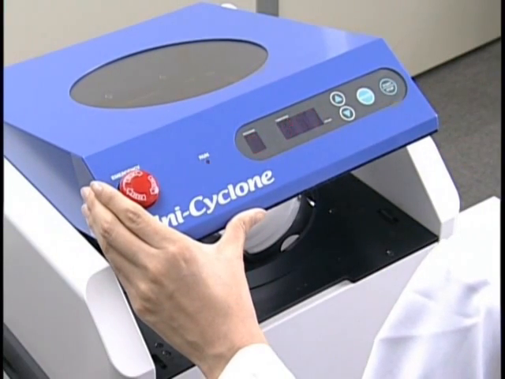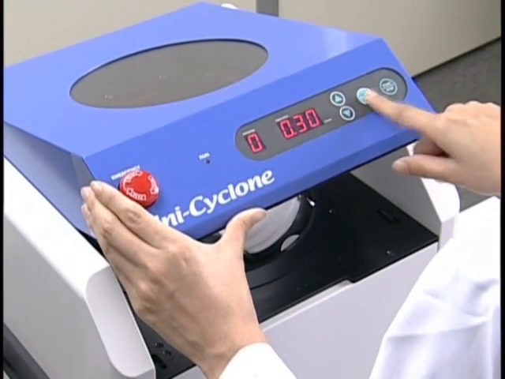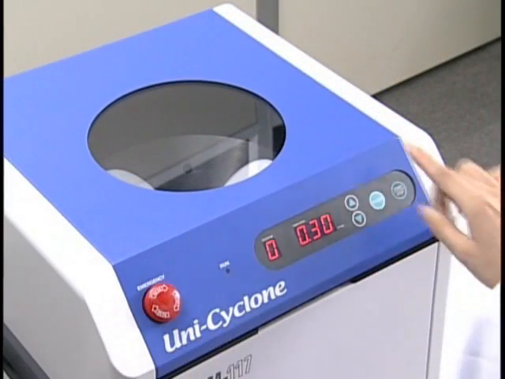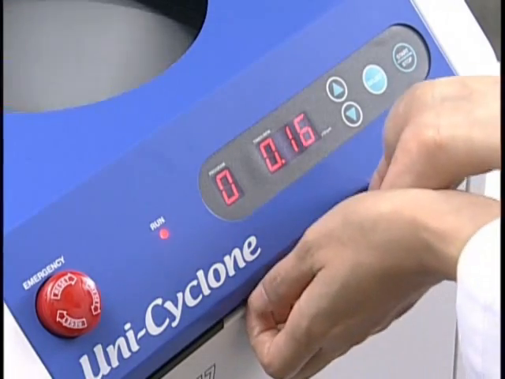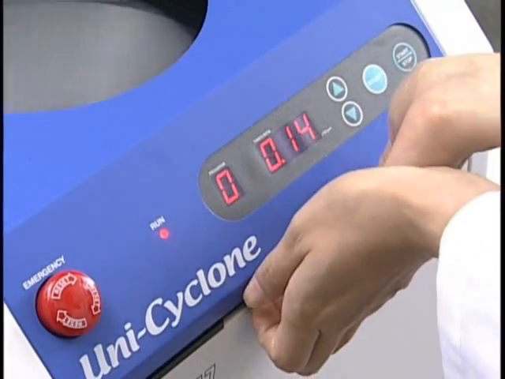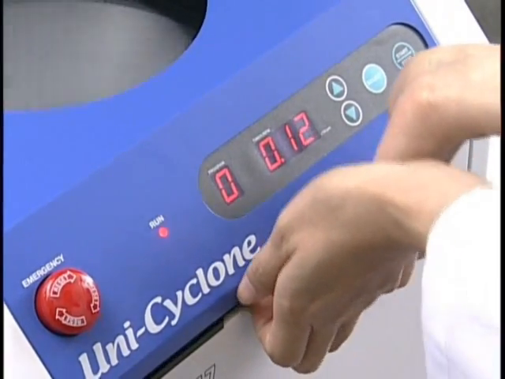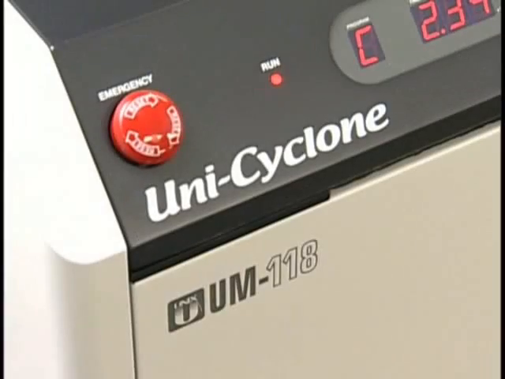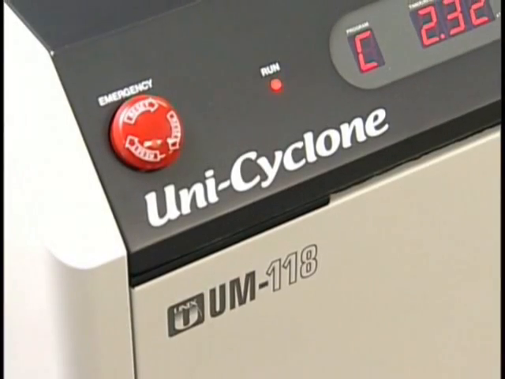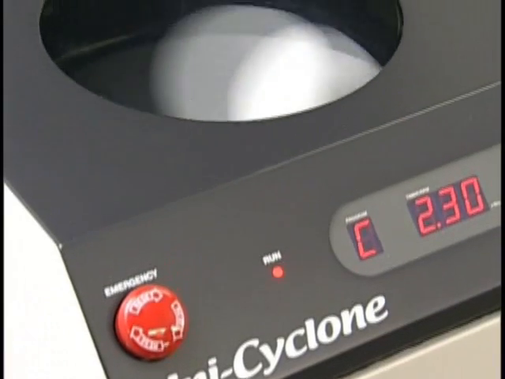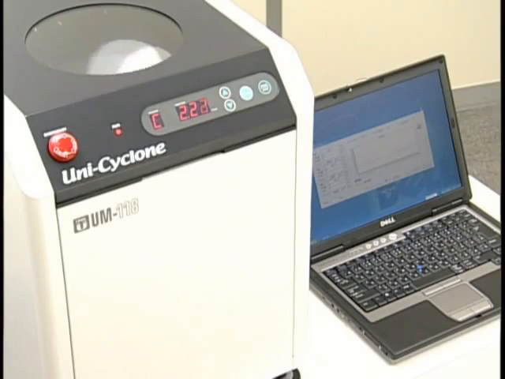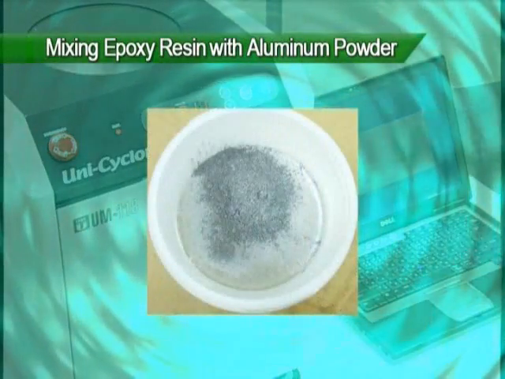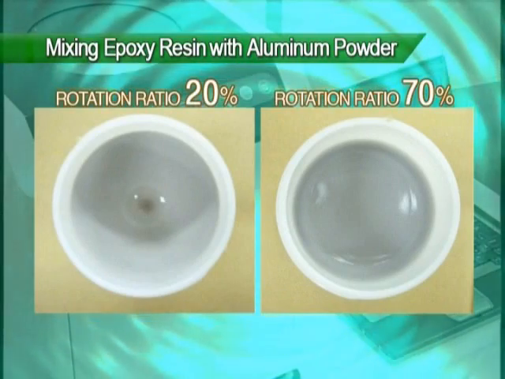Also, the Unicyclone has active safety functions such as the lid sensor, vibration sensor, and rotation sensor. The lid is locked during operation. The dual motor technology in the latest UM118 allows the user to change the ratio of self-rotation to centrifugal rotation, which allows the user to fine-tune the mixing for various viscosities and materials.